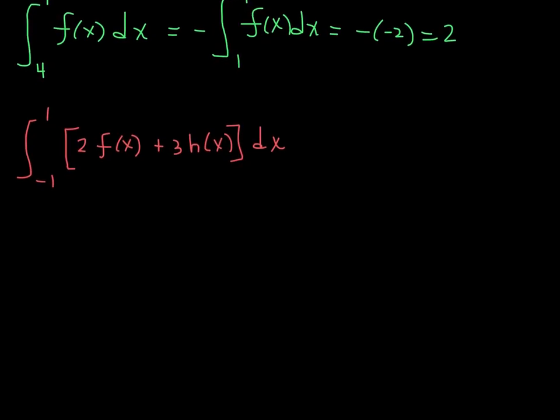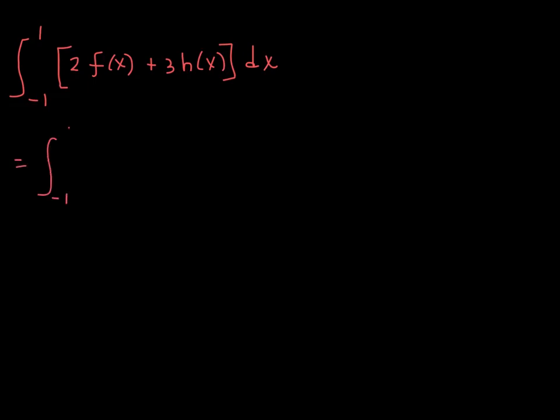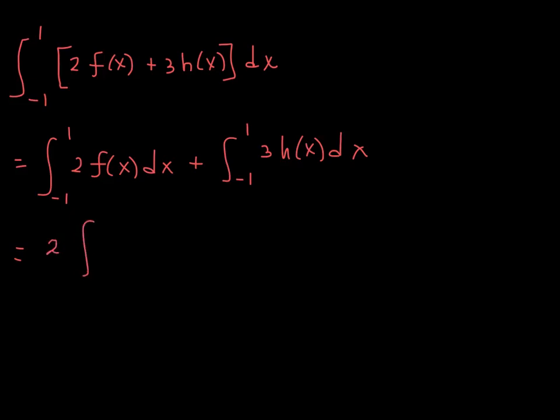I'm just trying to move the screen here so that we can maximize the space. There we go. All right, so this is equivalent to the integral from -1 to 1 of 2 times f of x dx plus the integral from -1 to 1 of 3 times h of x dx. That was the sum rule. Now I can use the constant multiple rule to say that this is equivalent to 2 times the integral from -1 to 1 of f of x dx plus 3 times the integral from -1 to 1 of h of x dx.